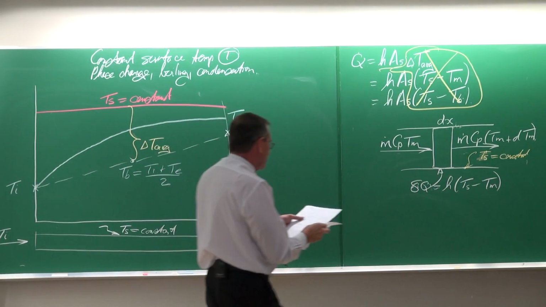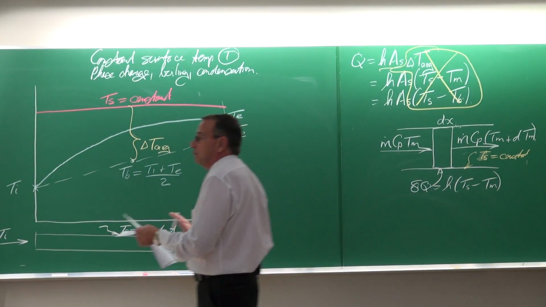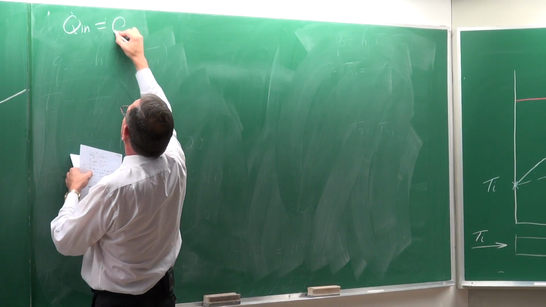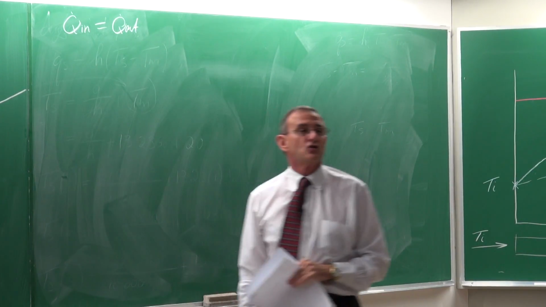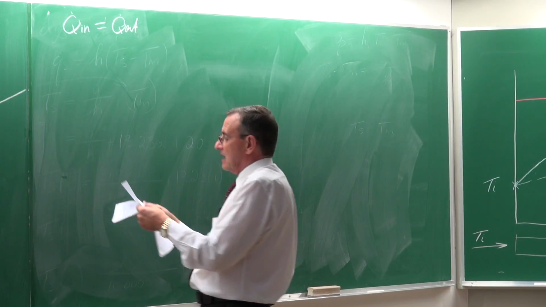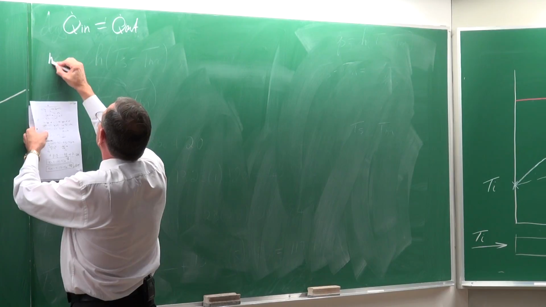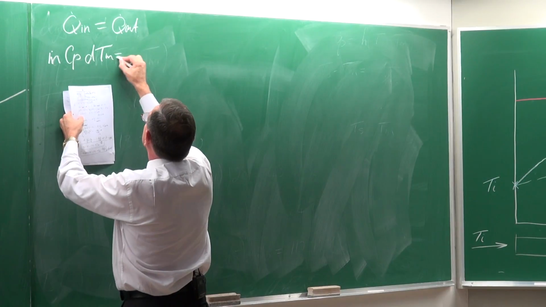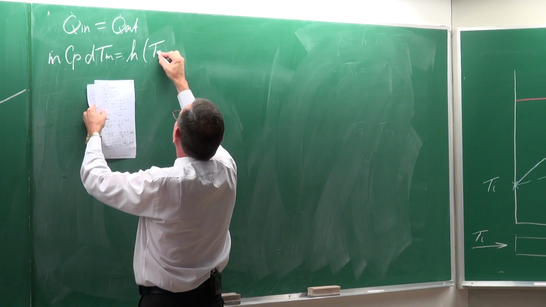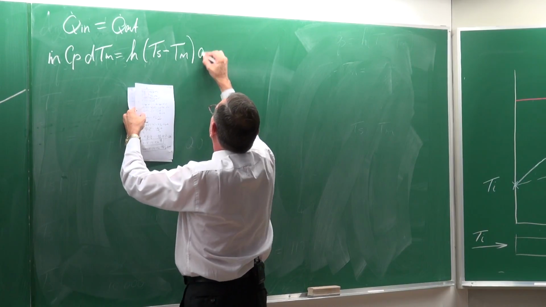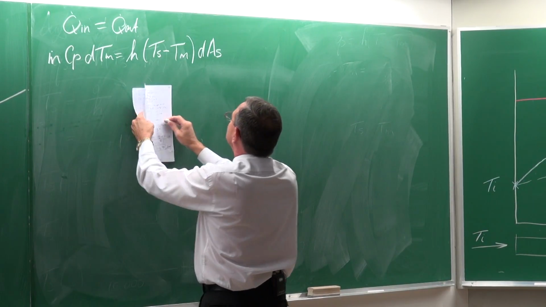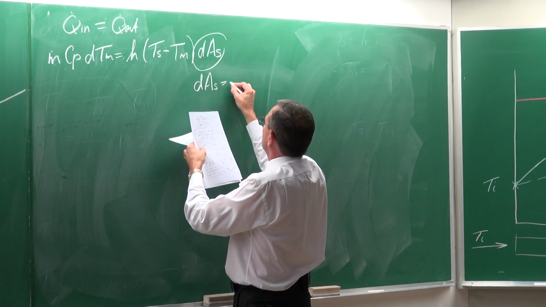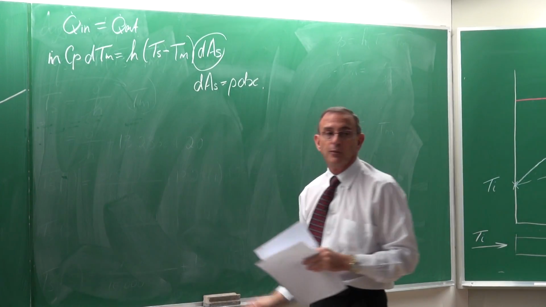Okay, now I'm not going to show you the whole derivation, but it is based on looking at the heat transfer rate in being equal to the heat transfer rate out. You end up with an equation looking like this: m dot Cp dTm is equal to the heat transfer coefficient multiplied by (Ts minus Tm) dAs, where dAs is equal to P, the perimeter, multiplied by dx.